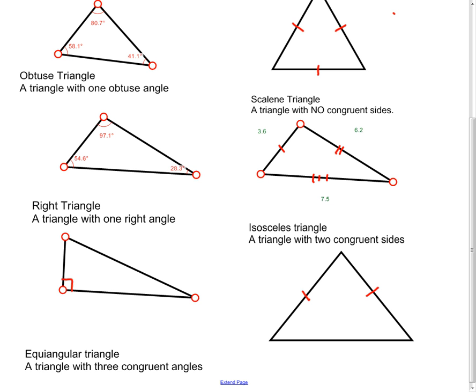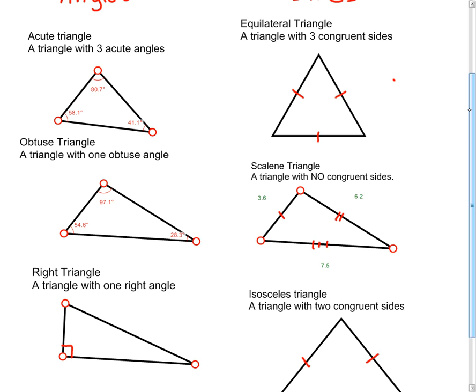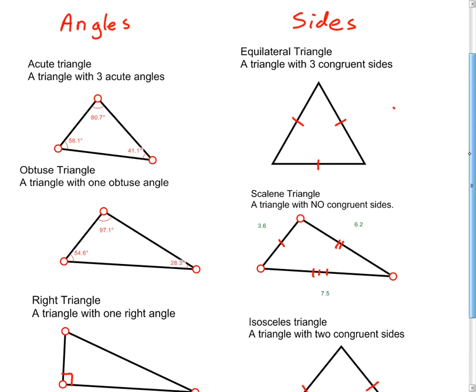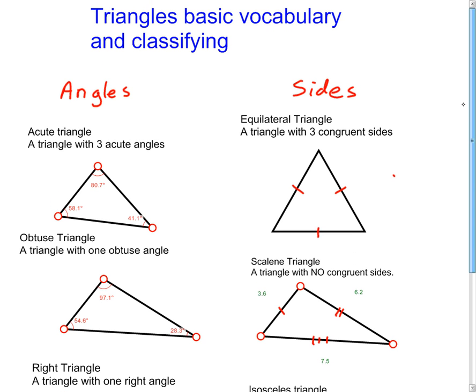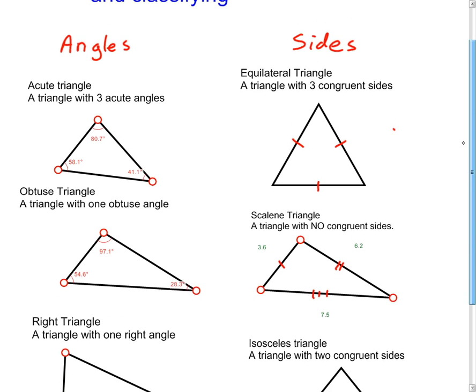Here's a question for you. Is an equilateral triangle isosceles? Well, does it have 2 congruent sides? Yes, it has 3 congruent sides, so it is also isosceles. So if you're trying to say all the things that are true about an equilateral triangle, you would want to say it's both equilateral and isosceles.